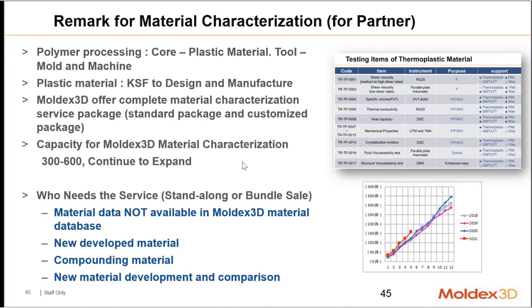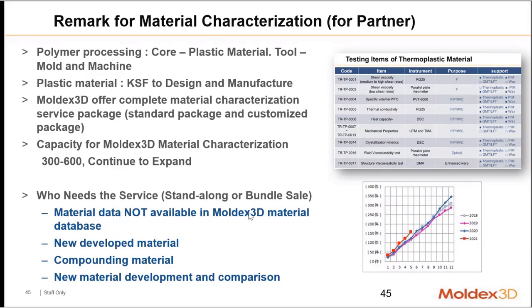And once we expand the capacities, we can expand the business to 2 million or even $3 million per year. So I think this also can be an extra service we can provide to our customers. You can also sell this kind of material characterization service to the customers on a standalone basis or by a bundle sale basis. Who needs this kind of service?